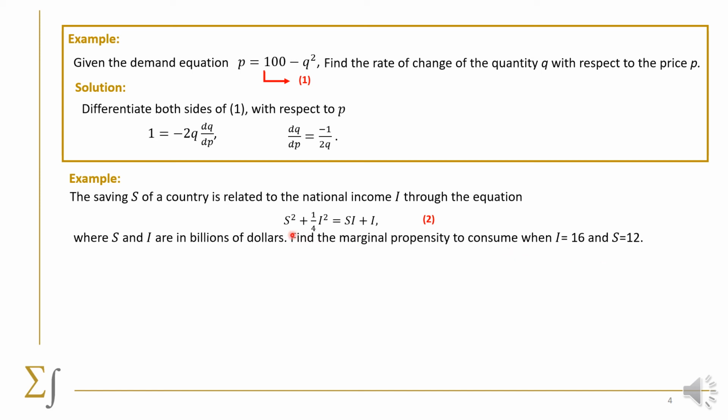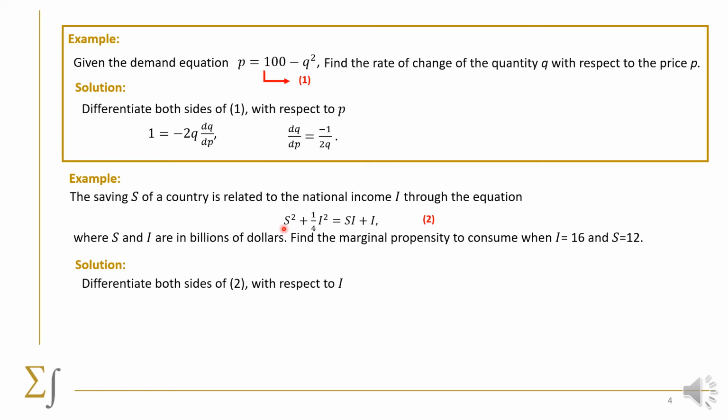We are given the relation between the savings and the income of the country, so we need to find the derivative of the savings with respect to I, which is the marginal propensity to save. And then we know how whenever we have the marginal propensity to save, we can find the marginal propensity to consume through the relation that the sum of the marginal propensity to consume and the marginal propensity to save is 1. So now let's go ahead and start differentiating both sides of this implicit equation with respect to I.